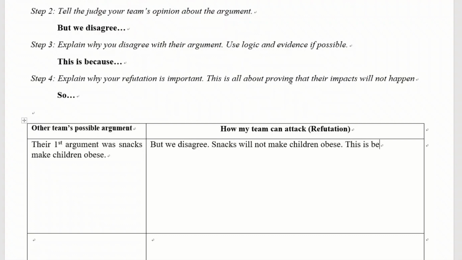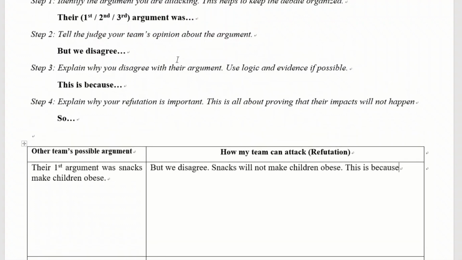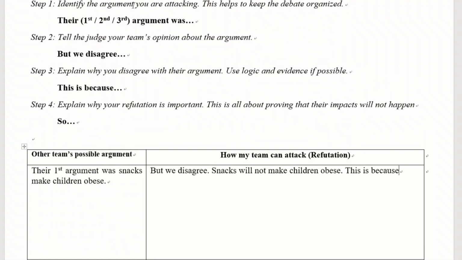This is because. So make sure you are always using these sentence stems when you are doing your refutations and rebuttals. They are here as a guide. It is what your judge is listening for. So use these, okay? We disagree. Snacks will not make children obese. This is because, let's think about it.